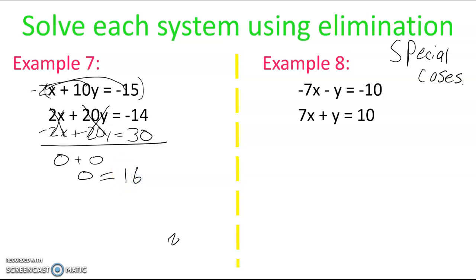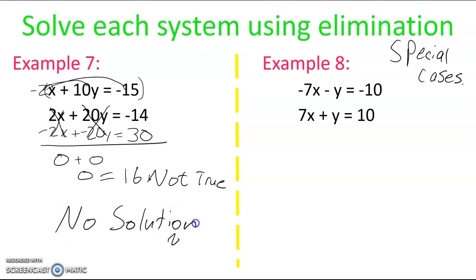Now, we have to go back to our unit 2 to remember what happens when we cancel out all of our variables and have a final statement of 0 is equal to 16. When our final statement is not true, what's going to happen? Well, we have no solution. And that's going to happen sometimes.